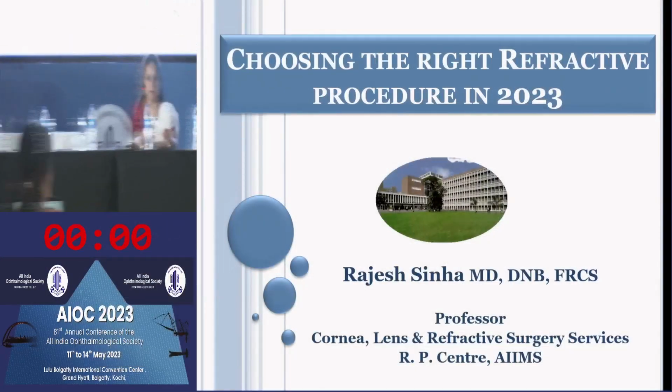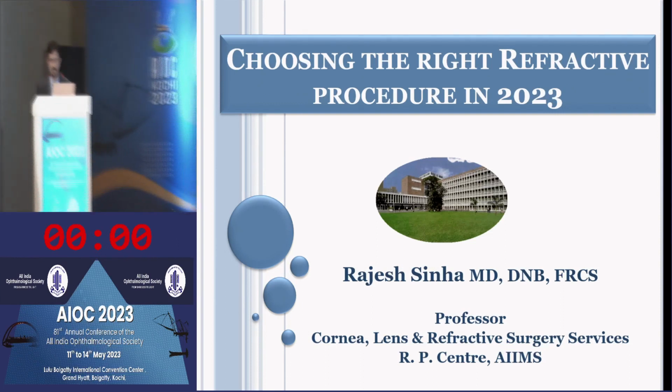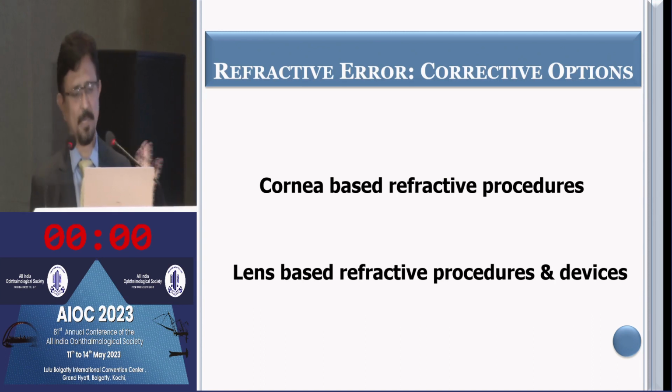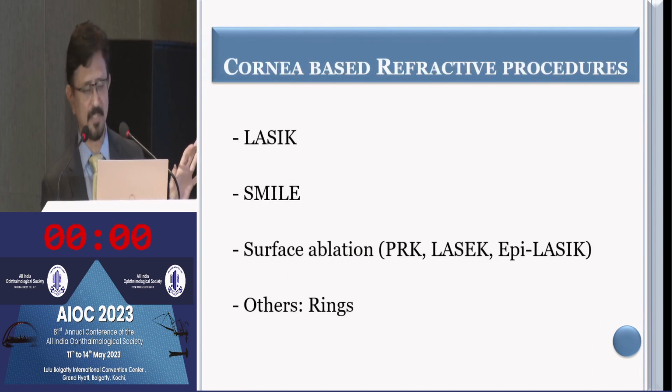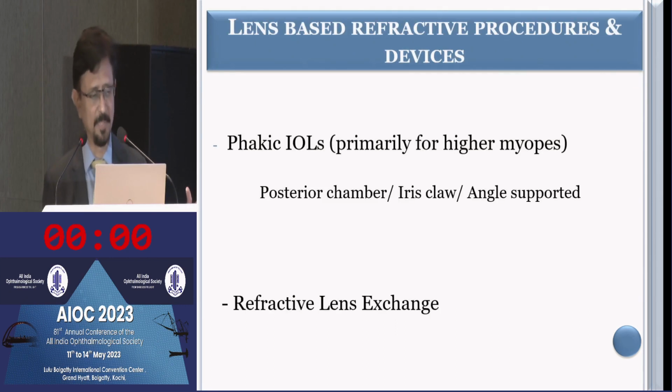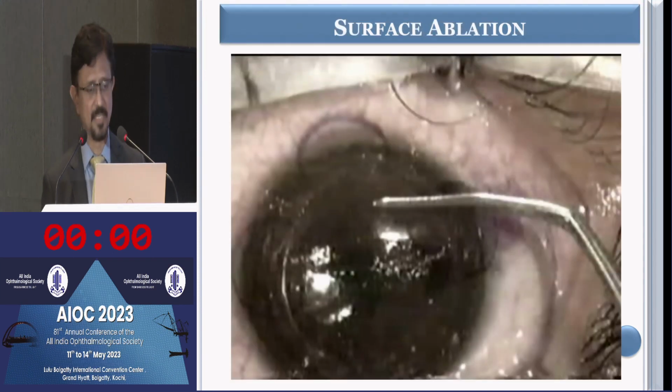A very good morning to all of you. I'll be talking about choosing the right refractive procedure in 2023, that is, in the current scenario. In the current scenario, we have cornea-based refractive procedures and lens-based refractive procedures. The cornea-based refractive procedures are LASIK, SMILE, surface ablation, and ring segments. Lens-based refractive procedures are phakic implants and refractive lens exchange.